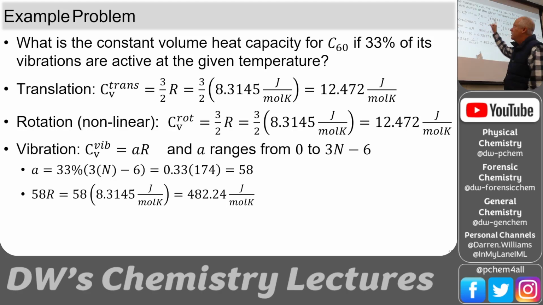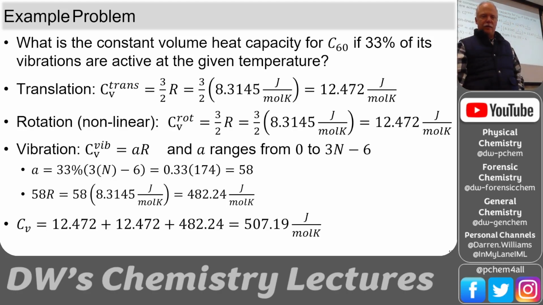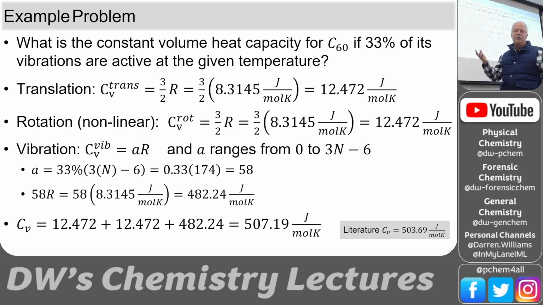If 33% of its vibrations are active, okay, you have 3n minus 6. This is C60, so n is 60. Okay? So it's 0.33 times 174, and it gives us 58 vibrations that are active. And so that's A, 58 times 8.3, we get 482. So we add those together, and we end up with this 507, and the literature value is 503.